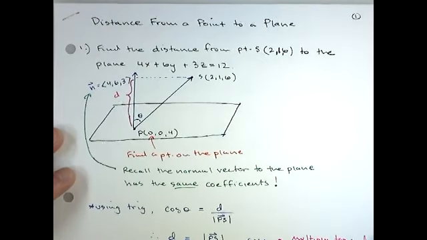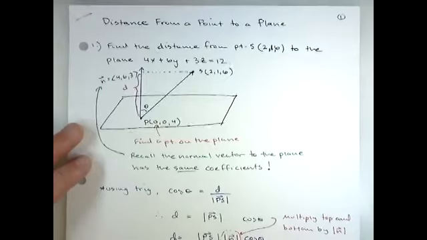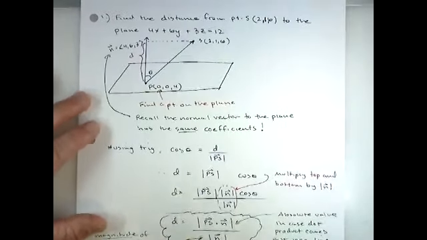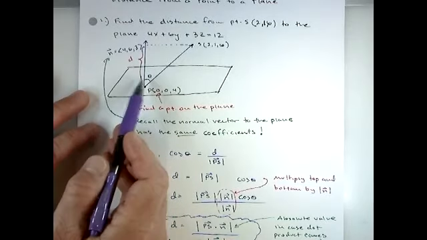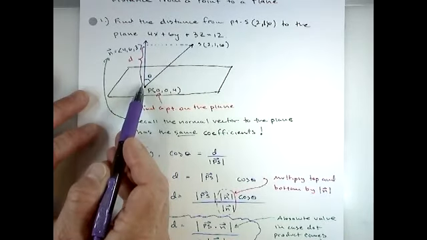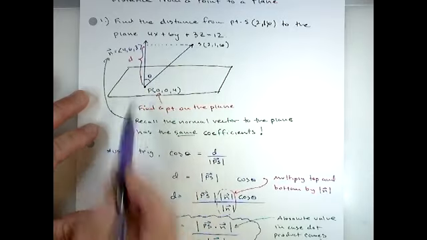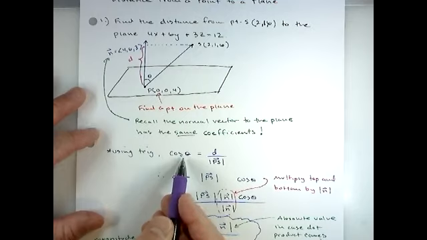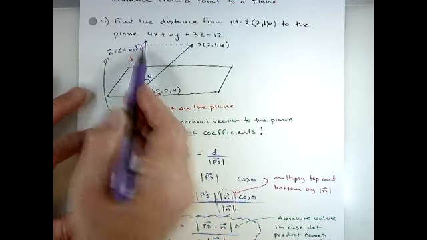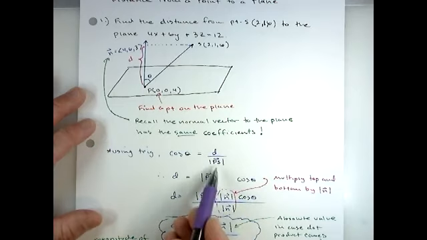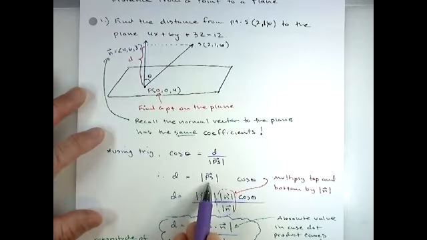So we're essentially rederiving that formula here. Now, using plain old trig, what trig function would involve D and the hypotenuse, adjacent over hypotenuse? That would be cosine. So the cosine of theta equals D over the magnitude of PS. Multiply by PS, so D is equal to the magnitude of PS times the cosine of theta.